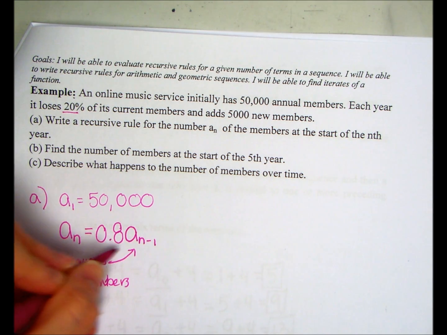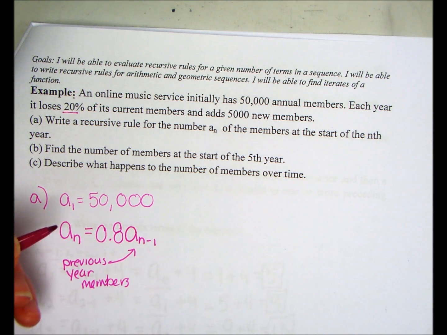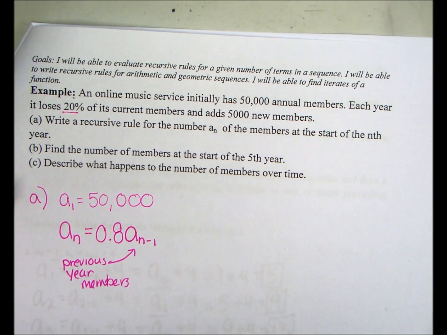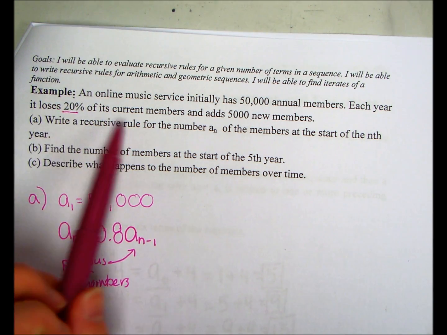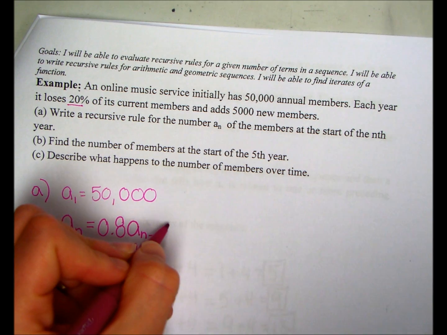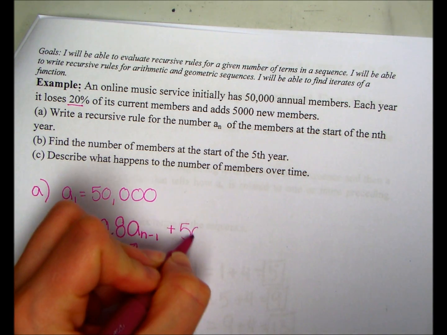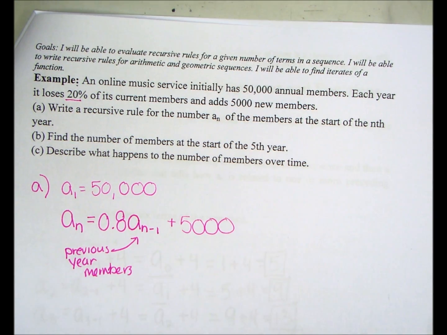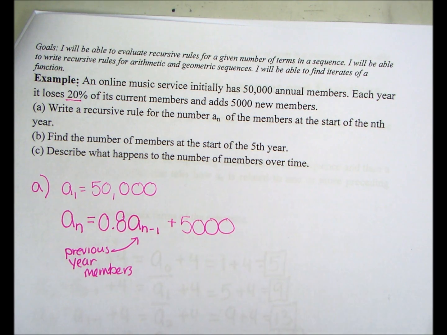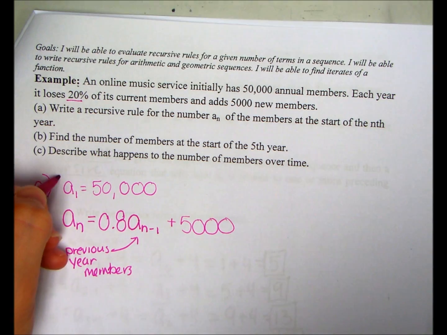And like I said, this 0.8 is us losing 20%. If I lose 20% from 100, you get 80. But I lose 20% and I add 5,000. So nothing special, I just add 5,000 here at the end. Okay. That's our recursive rule. There it is.